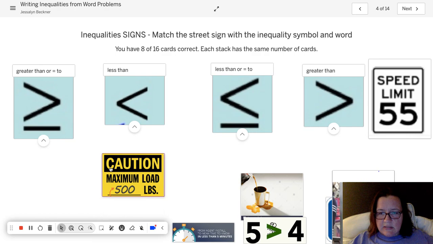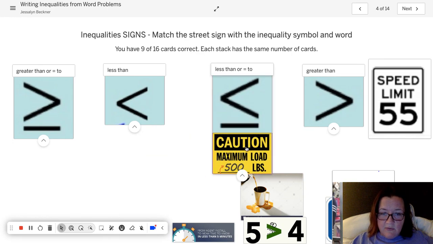The next one is this. It says caution, maximum load, 500 pounds. We know the word maximum means that it could equal 500, but it cannot be more than that. It has to be less. So we're going to use less than or equal to 500 pounds. My score is going up.